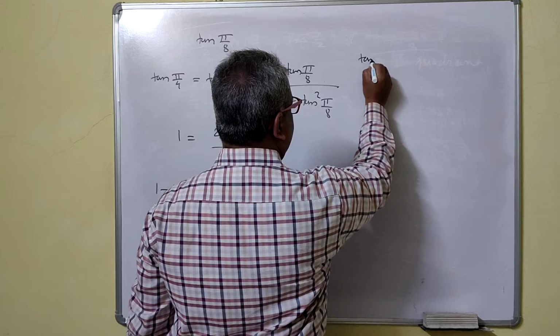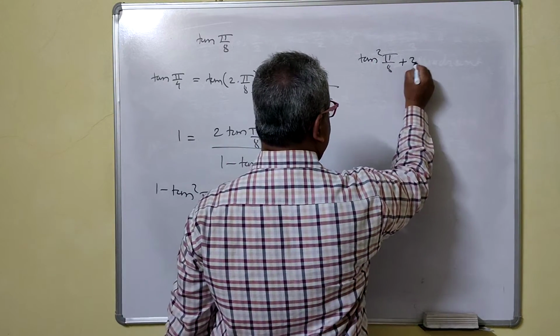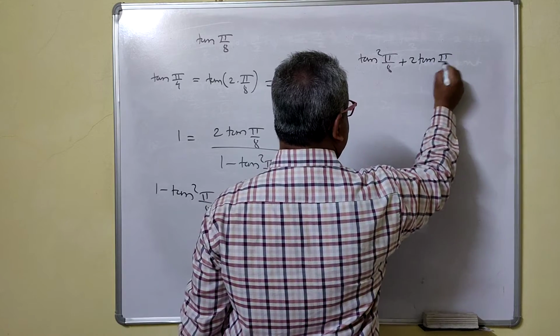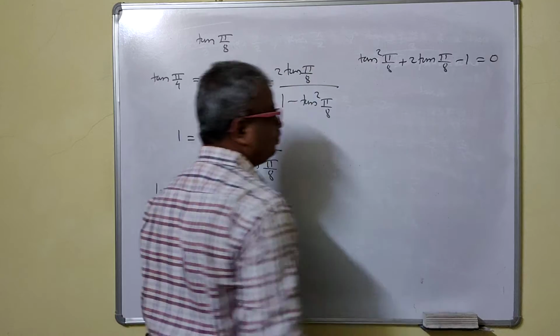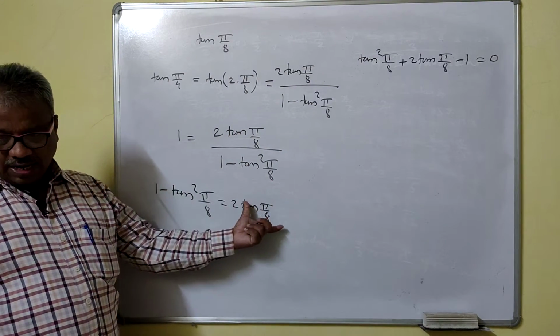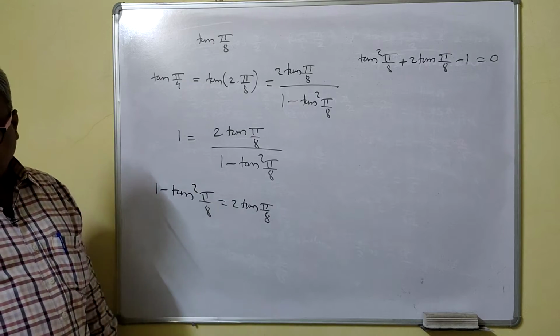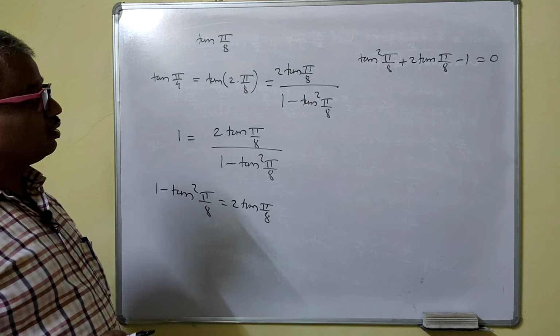So tan square pi by 8, plus 2 tan pi by 8, we will just rearrange this. Take care of the sign only. So minus 1 is equal to 0. We are shifting this term to that side, but we are not writing it that way, we are interchanging because x is equal to y is the same as y is equal to x. Okay.